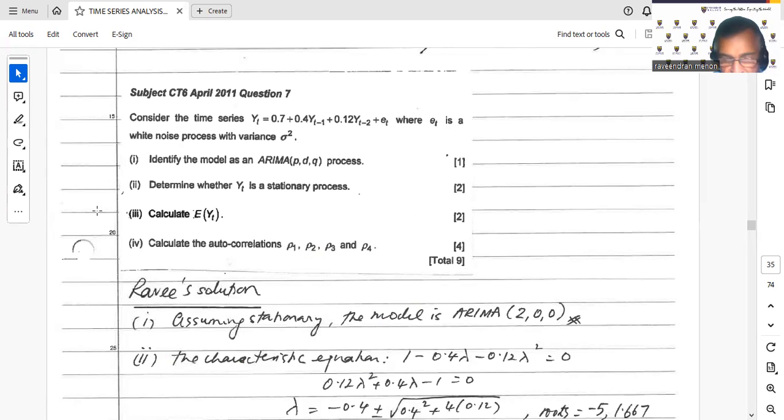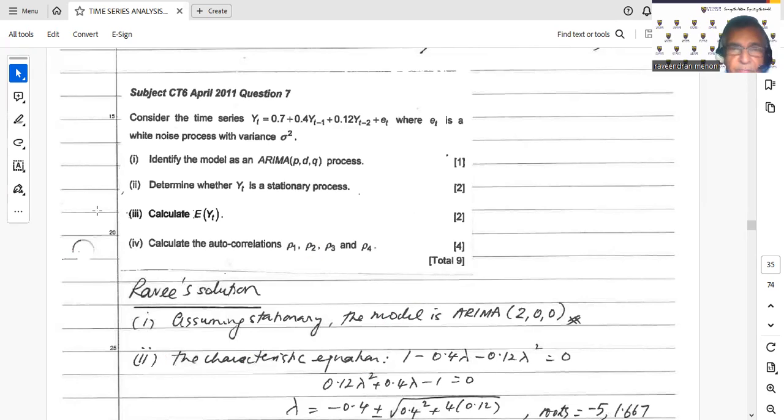You have a time series. Can you see? YT is 0.7 plus 0.4 YT minus 1. Looks the same, right? Just the numbers are different. Plus 0.12 YT minus 2, and ET is the white noise process with variance sigma squared. Identify the model as an ARIMA PDQ process.